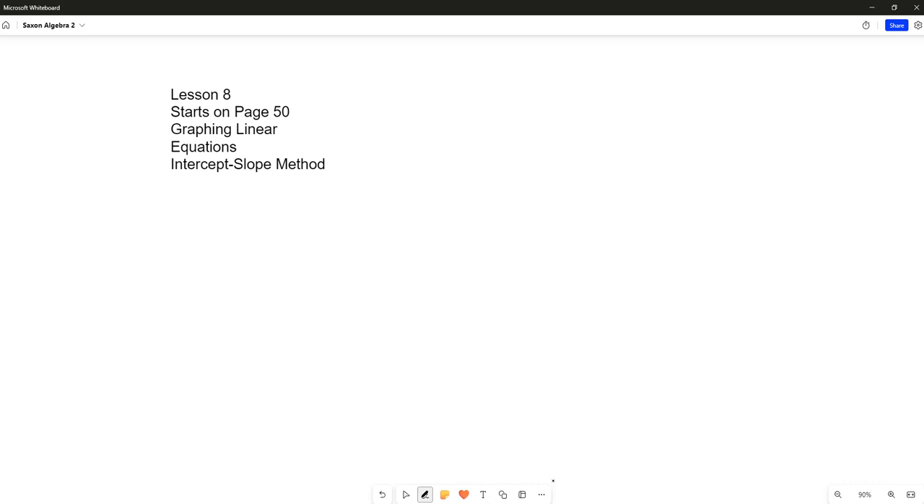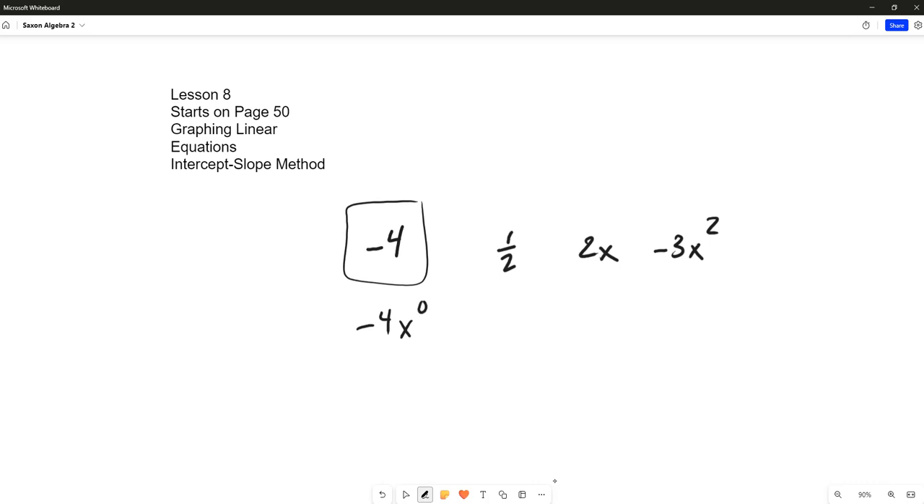A polynomial could be written as a -4, or it could be a 1/2, or it could be 2x, or it could be a -3x squared. Those are all polynomials. This is a polynomial because even though it's negative and you don't see an x, we could write it as x to the 0 power, and this equals 1, so it doesn't change the value of this, so this is still a polynomial.